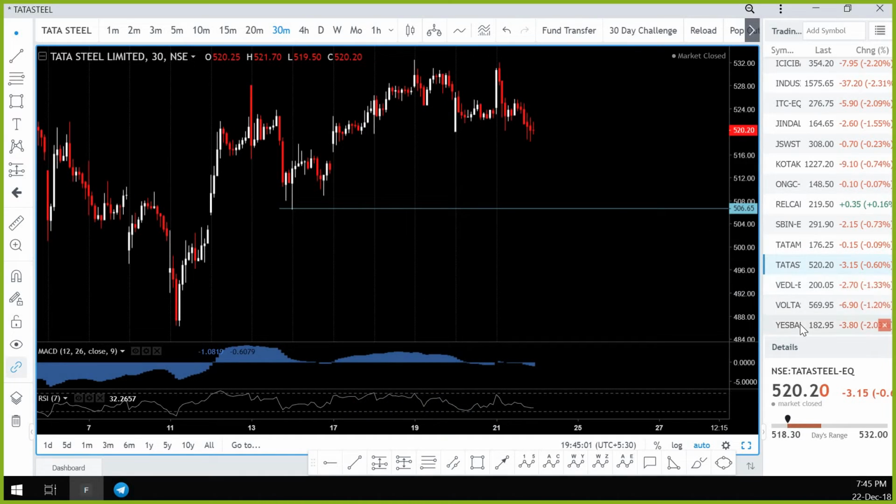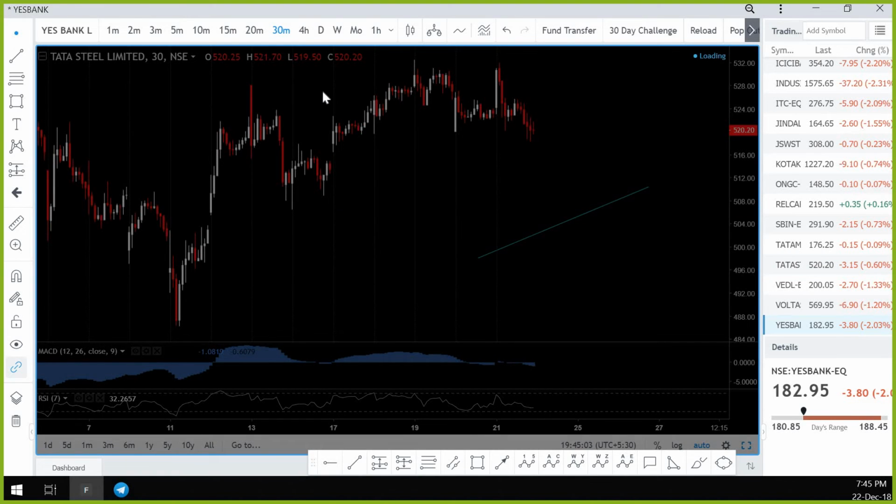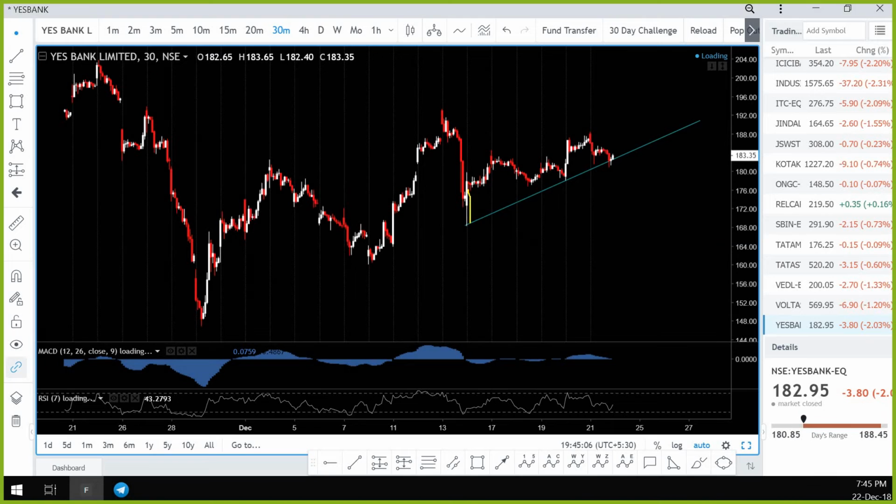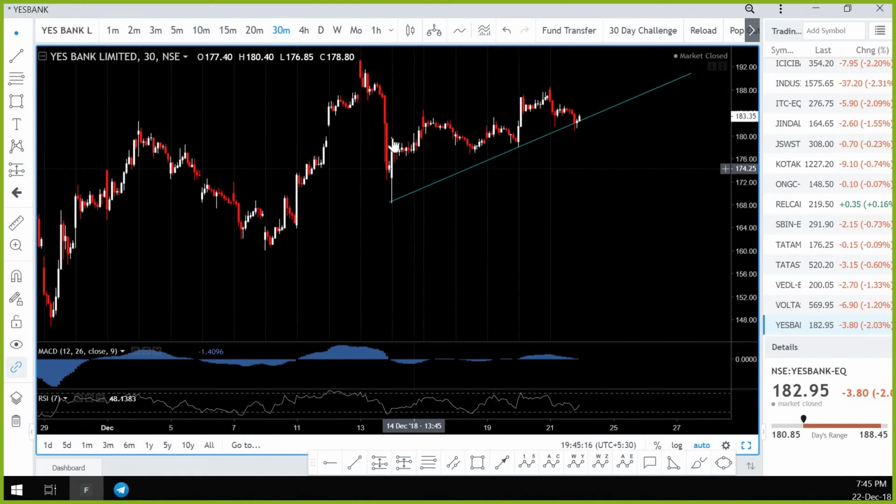VDL, you guys don't trade. I think Yes Bank, that's the last one. And Yes Bank, we were expecting from the last week. Remember, we were somewhere here, so we are expecting this impulse to get corrected, and buying ke liye koi scene nahi, right? So we are waiting on this one.